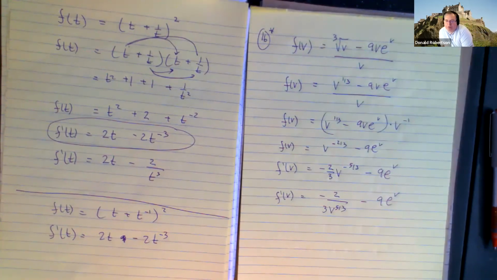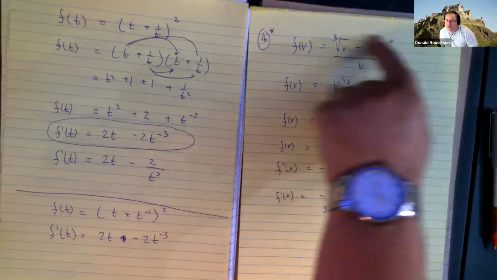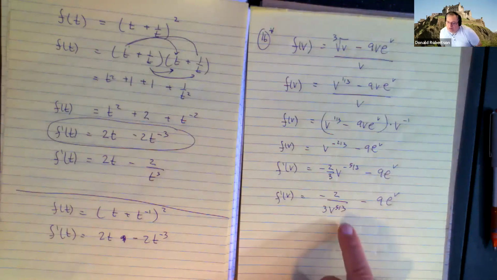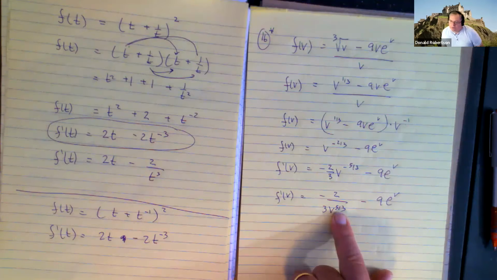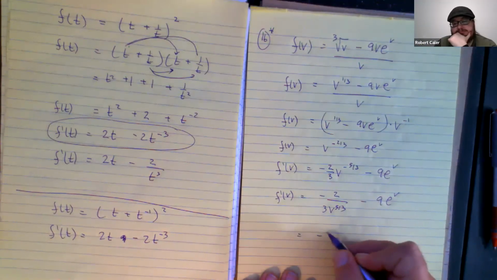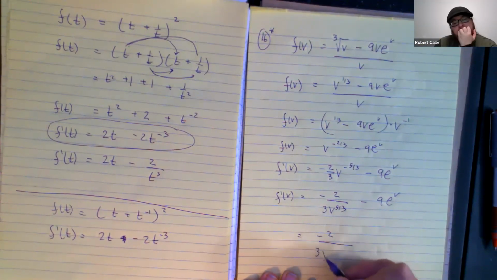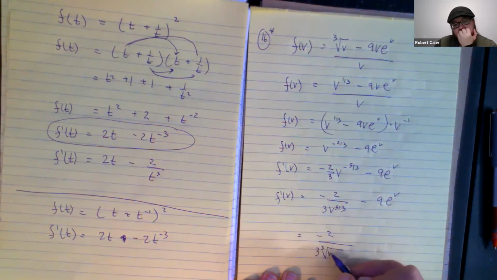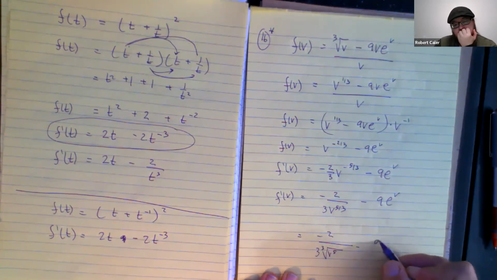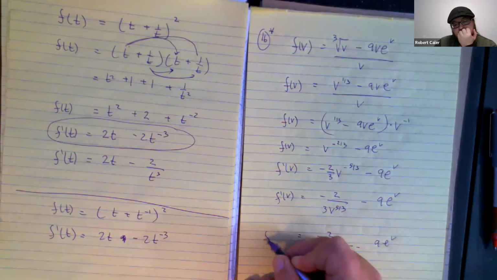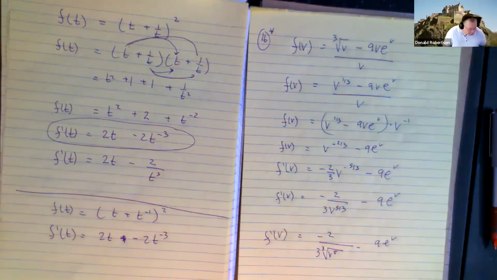Am I finished with style points? Is that as good as this answer should be based on what the original looked like? No, okay. Would you agree that has to be turned into a radical? So cube root of v to the 5. We are done.